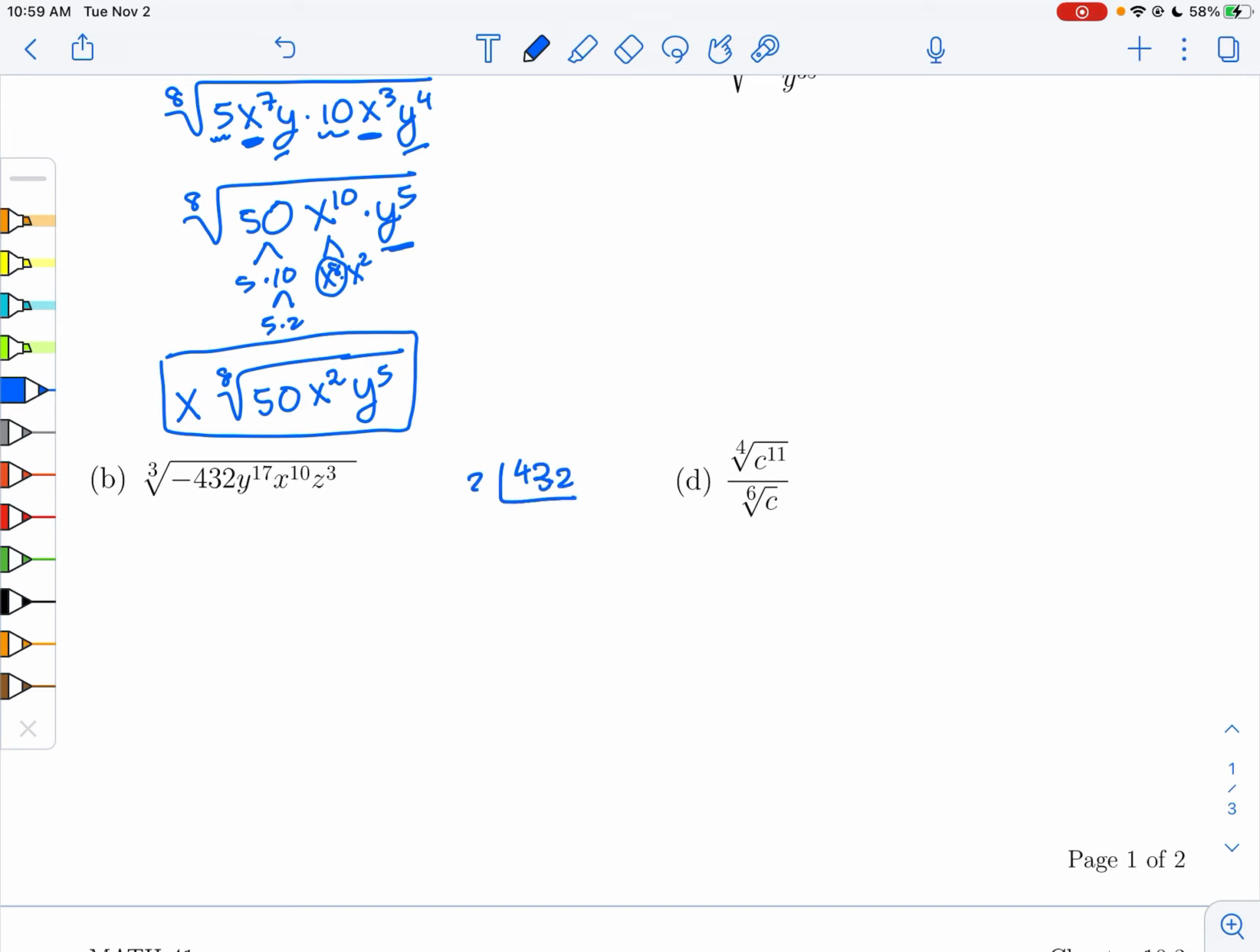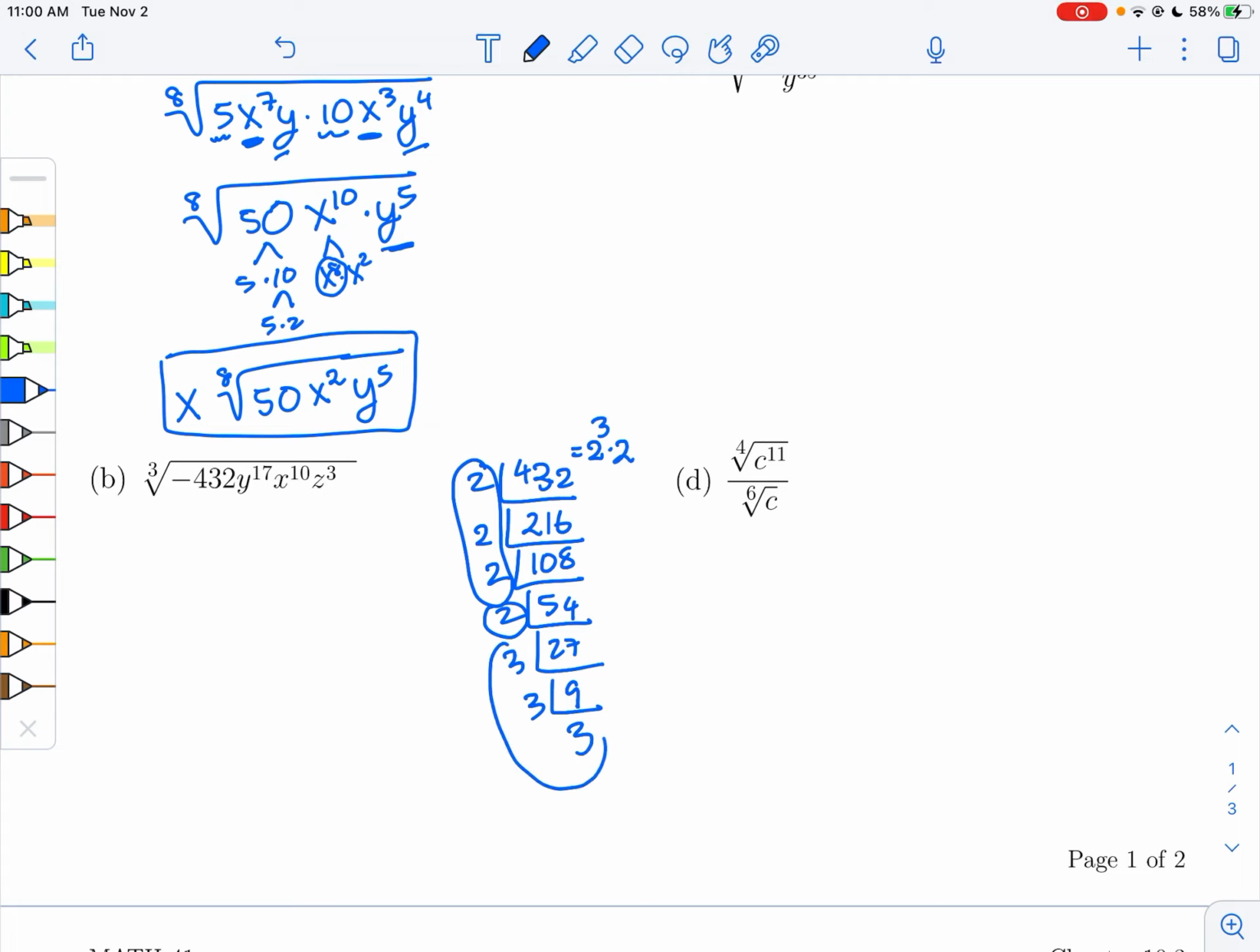432 divided by 2 gives 216. 216 divided by 2 gives 108. Divided by 2 gives 54. Divided by 2 gives 27. Divided by 3 gives 9. And then divided by 3 gives 3. So we can see that we can get perfect cube factors, 2 to the 3rd, and then we have that 2 remaining. And then we have another perfect cube factor, 3 to the 3rd.